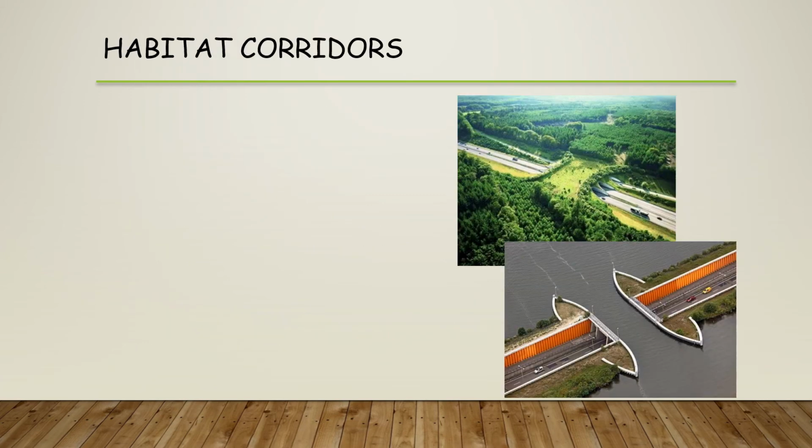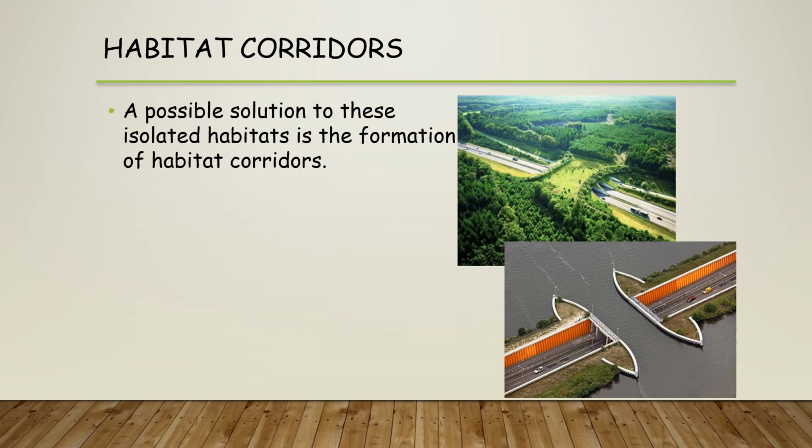One of the major causes of habitat fragmentation is the development of transport infrastructure, and we've seen that quite recently in the northeast with the development of the Aberdeen bypass. That's cut through a variety of different ecosystems, including a number of woodland and forest areas. And these habitat corridors are seen as a solution to these isolated habitats, and the Aberdeen bypass does actually include a couple of different habitat corridors.